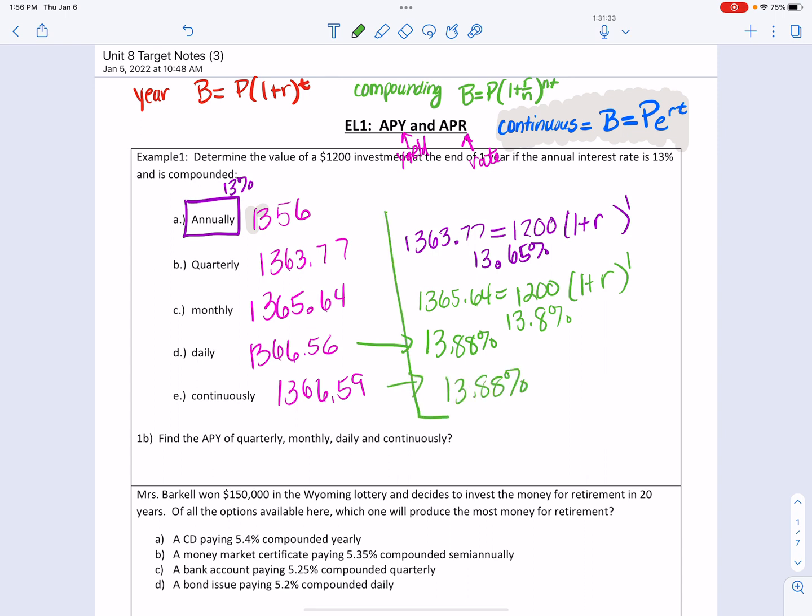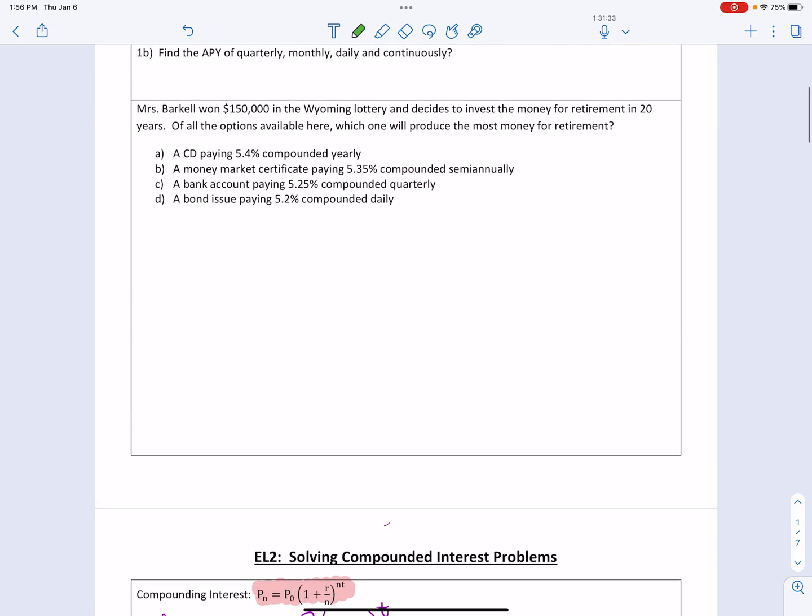So these are my APYs. This is how you find it. This problem is the dumbest problem ever to do this with because it is the same bank account. So look at example 2.